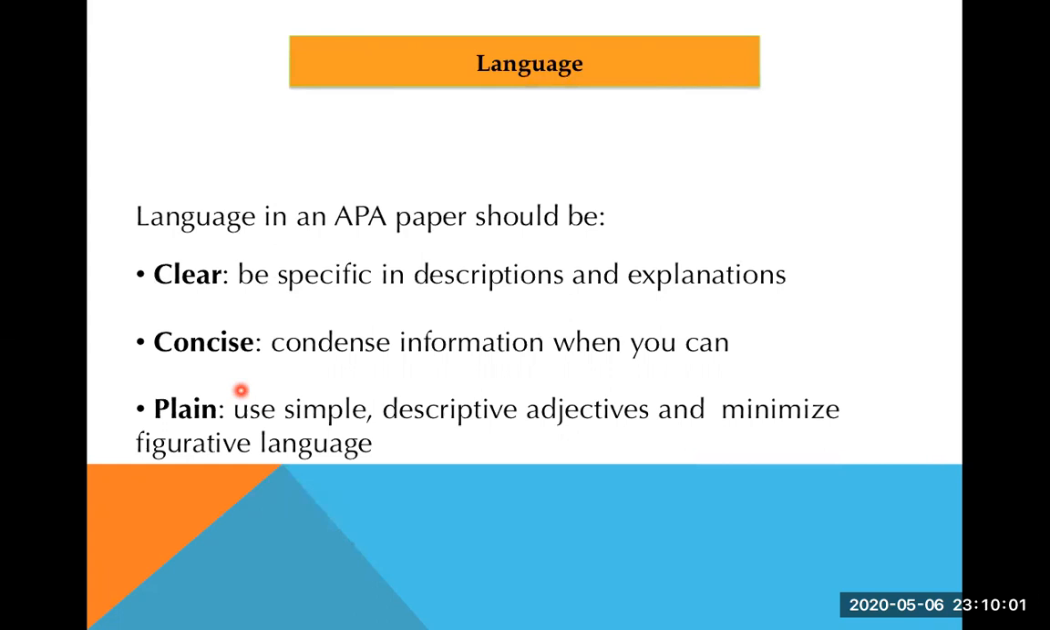To achieve clarity, a writer should avoid vague wording and be specific in descriptions and explanations. And to achieve conciseness, a writer should condense information and provide accurate information. And because APA formatting is widely used in academic papers, the language of APA style is plain and simple, and should be plain and simple, of course. A writer in this case should avoid using metaphors and also minimize the use of figurative language, which is typical for creative writing.